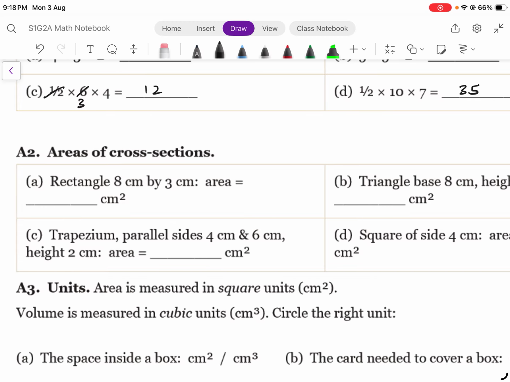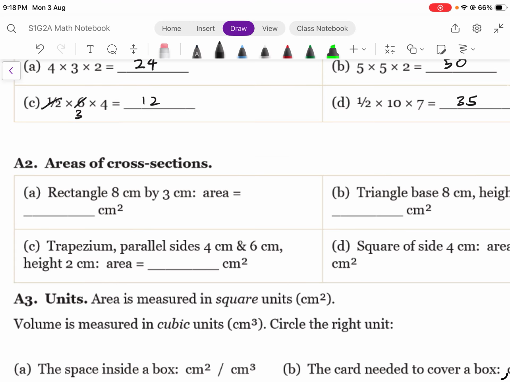Find the cross-sectional area. Cross-sectional means, let's say you have a log cake. If you cut it right through the center, what is the shape here? This is the cross-sectional area. What if you have a cuboid, a rectangular log cake? When you slice it through, this is your cross-sectional area.